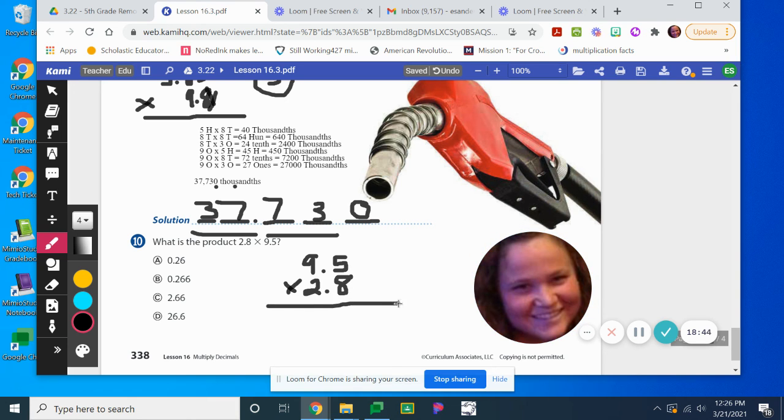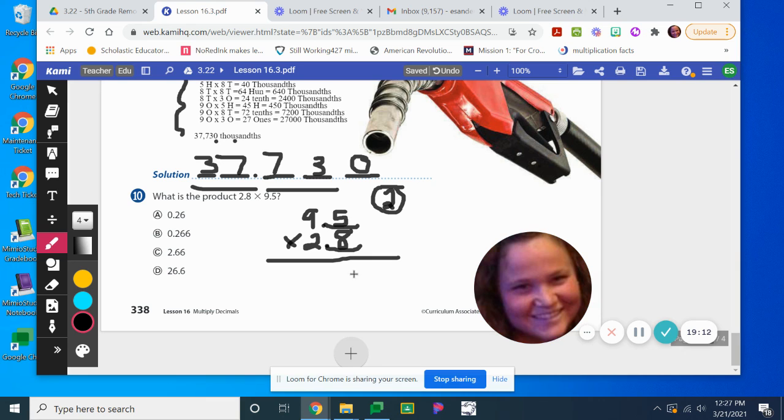all you have to do, instead of doing all these crazy partial products, which, hey, if you're good at them, by all means, keep it up. But really, all you have to do is take your decimal up here, move it to the end. That's 1 jump. And you take your decimal down here, move it to the end. That's 1 jump. Add up your total jumps, and it was 2 total jumps, so that's the number you hold. You do the regular multiplication. So 8 times 5 is 40. You carry your 4. 9 times 8 is 72, plus 4 more is 76.